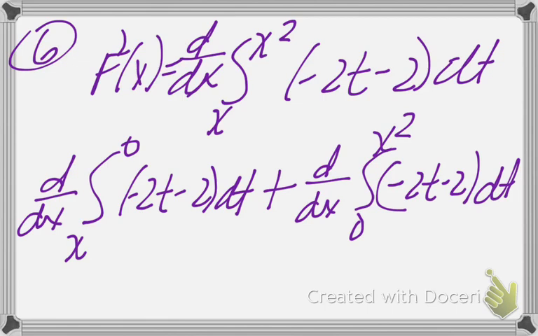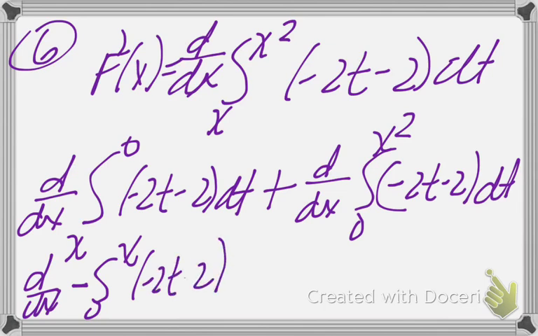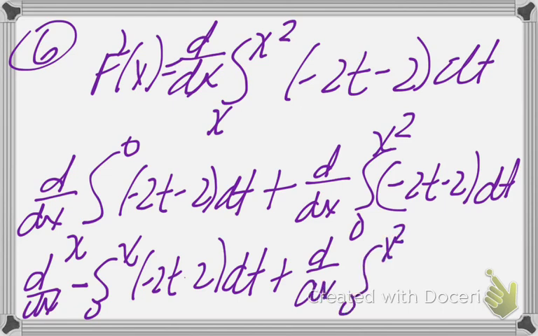The only problem is for this first integral, we can't have 0 on the top and x on the bottom, so we're going to have to flip that around. And in doing so, we have to add a negative. And this one is perfectly fine. 0 is on the bottom.